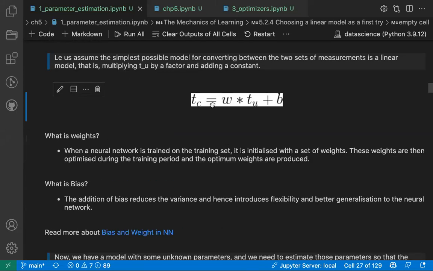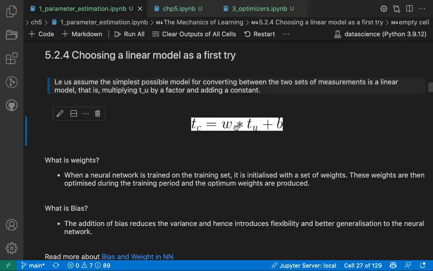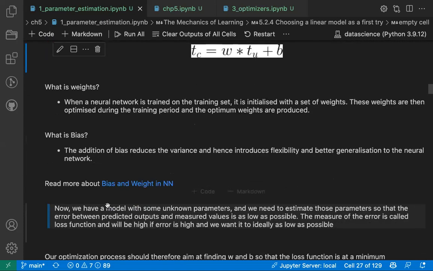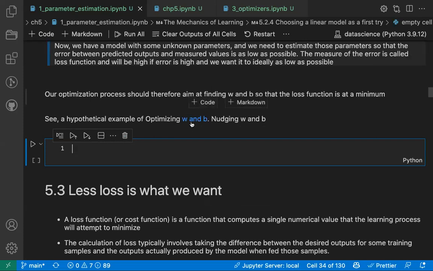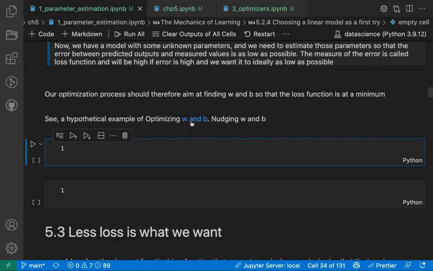So if this is our linear relationship, we need to estimate this W and B. We need to estimate W, that is the weight, and B, to find the best possible solution. Let me introduce something. Let me show some kind of hypothetical example.